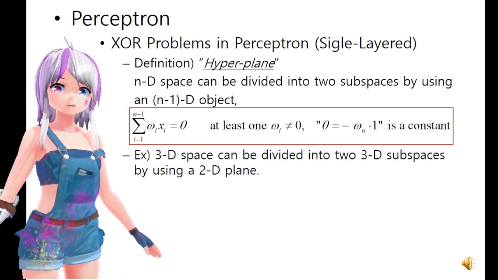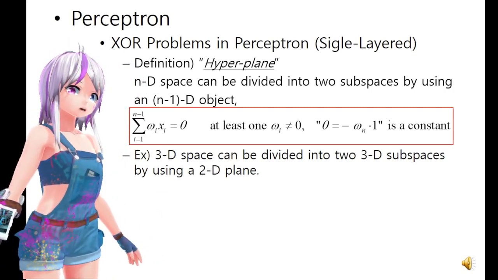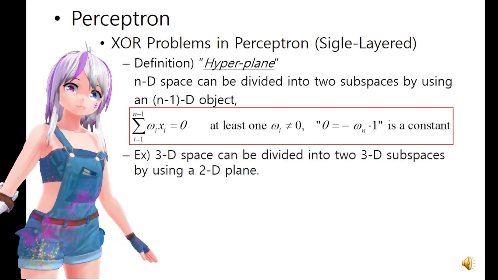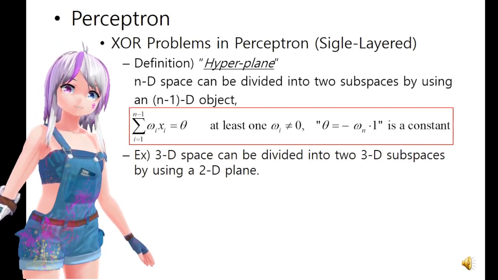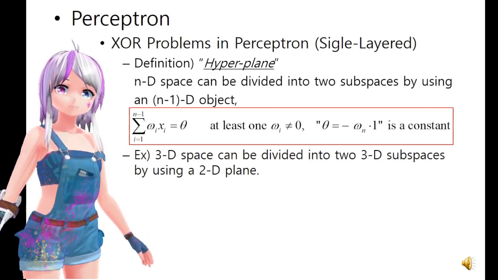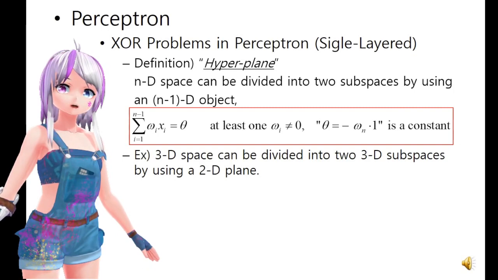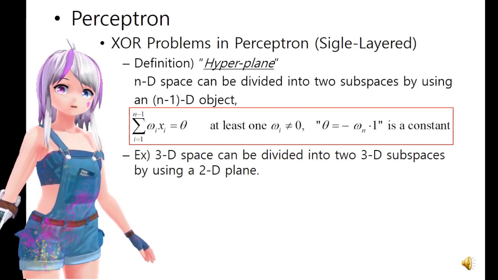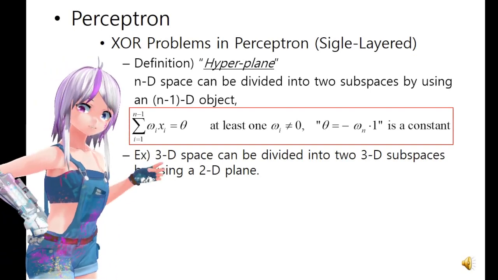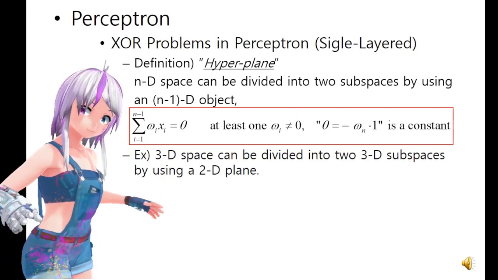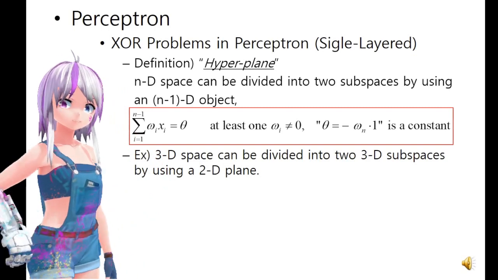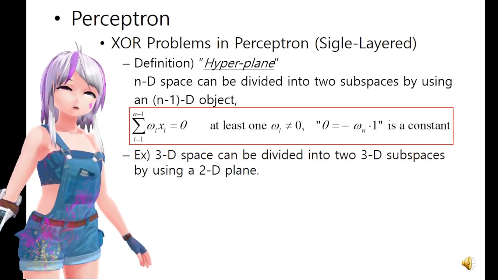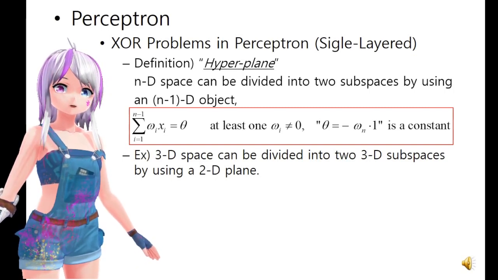So I will define this theta as minus w1, which is constant in this case. But sometimes if you want to generalize, then this is unknown also. So you need to use our learning procedure in order to find this bias. So bias is included, okay, later.